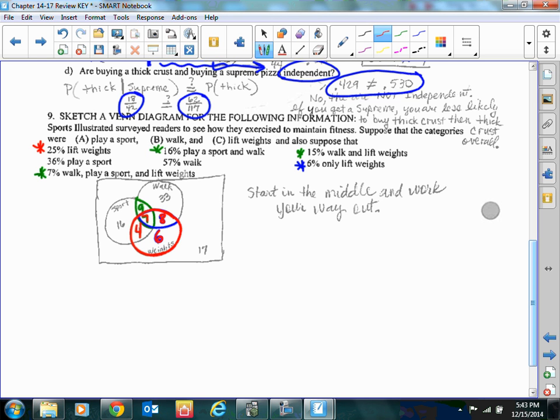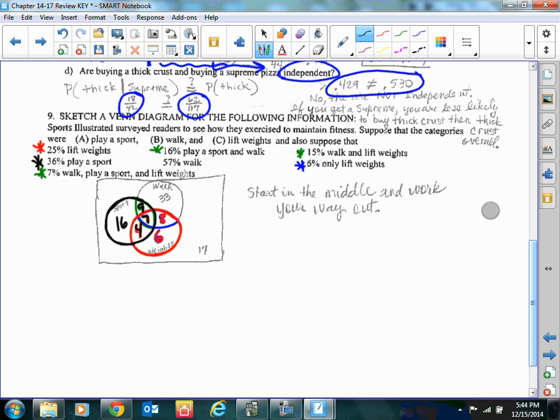Okay, now let's go to play a sport. 36% play a sport. That is this entire circle right here. Well, I have 3 parts already. 9 plus 7 is 16, plus 4 makes 20. Therefore, in order for this to be 36, I need to add this other 16% to be a total of 36% playing a sport.